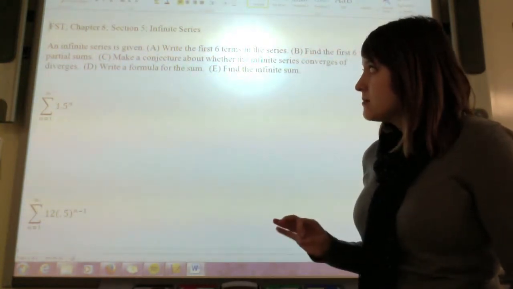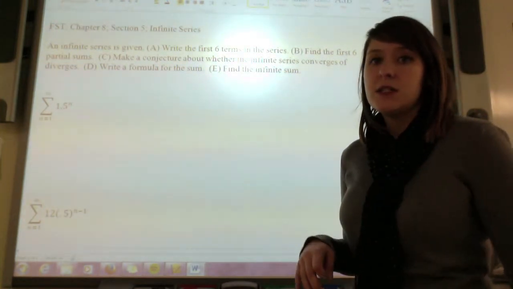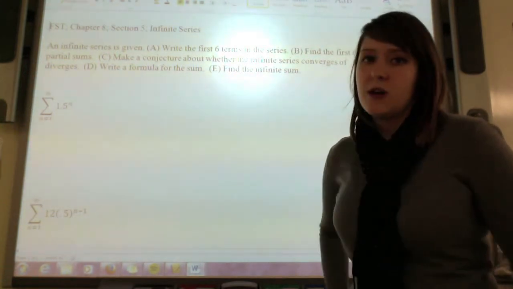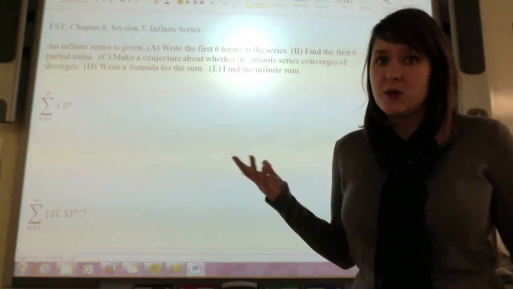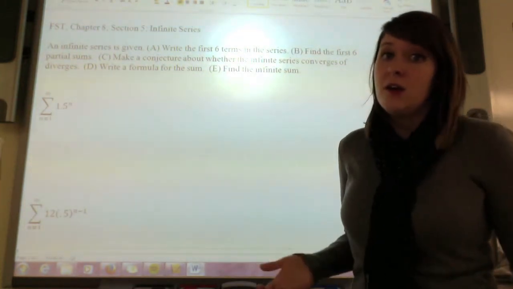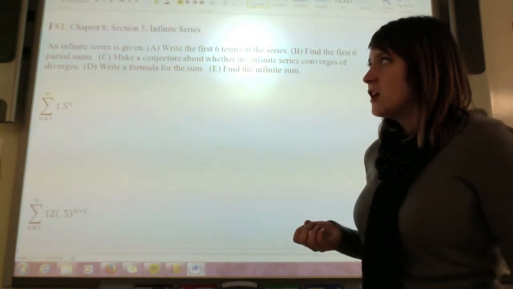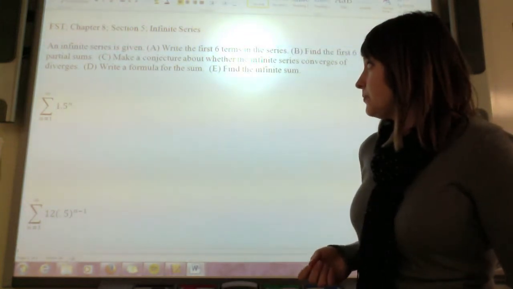Sometimes to get an idea about an infinite series, it's easier if I start by looking at some partial sums, meaning I look at the sum of my first term, the sum of my first two terms, the sum of my first three terms. I don't know, let's look at them. That'll give me an idea about what is happening in the series.